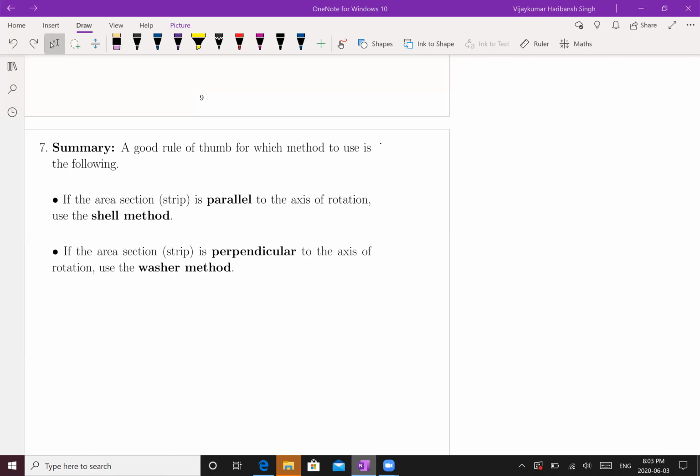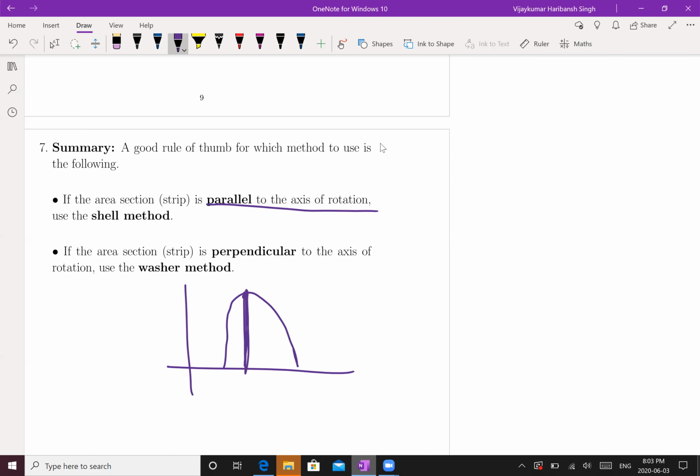So the good rule of thumb for which method to use: if the area section or strip is parallel to the axis of rotation. So suppose you have like that. If you take this strip, your area strip is parallel and you're rotating it around the y-axis. Your area strip is parallel to what? The y-axis. So in this case, we'll use the shell method.